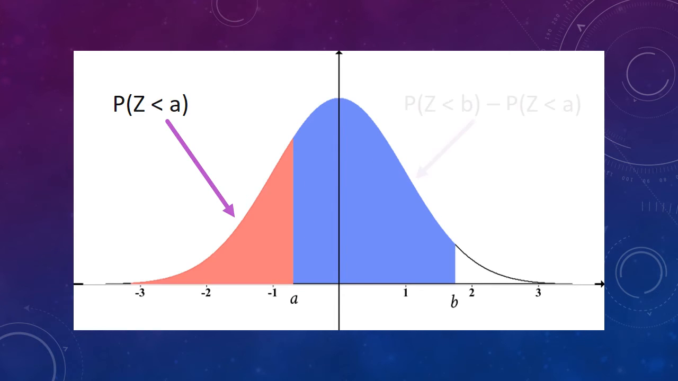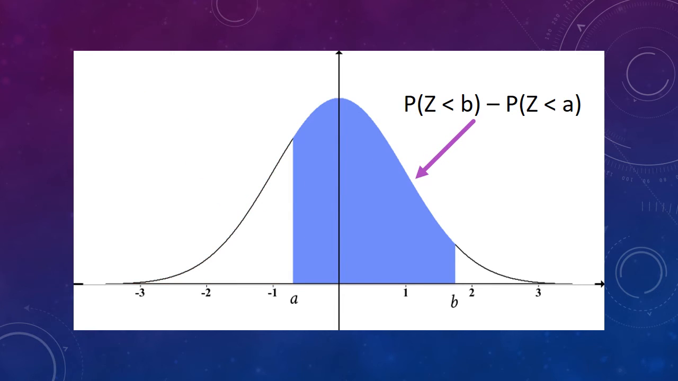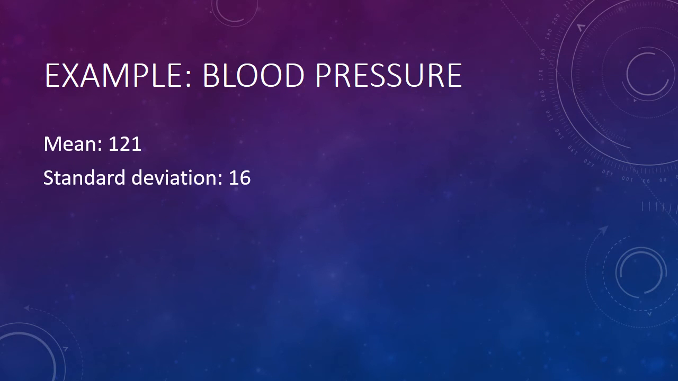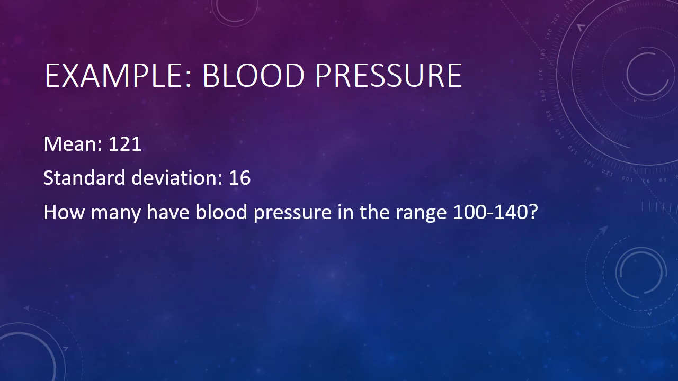That gives us our middle range probability, the probability that z is between A and B. We took the left tail probability of B and subtracted the left tail probability of A. What's left over is what we're looking for. Going back to our blood pressure example, what proportion of Canadians have a systolic blood pressure in the range from 100 to 140? Here A is 100 and B is 140.